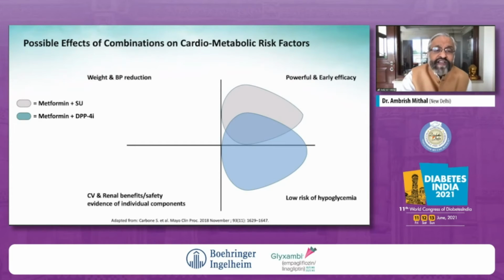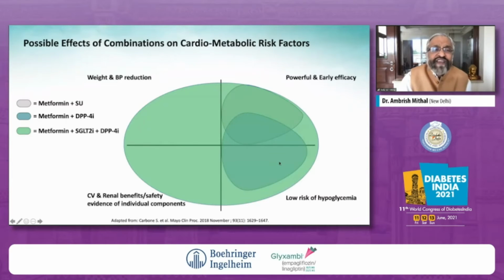I hope this is clear. Right is hypoglycemia, and as you go up, as you go down, the risk of hypoglycemia decreases. So we know that metformin SGLT2 combination is fantastic for this. But if you look at metformin plus SGLT2 plus DPP4, you're actually doing everything together.